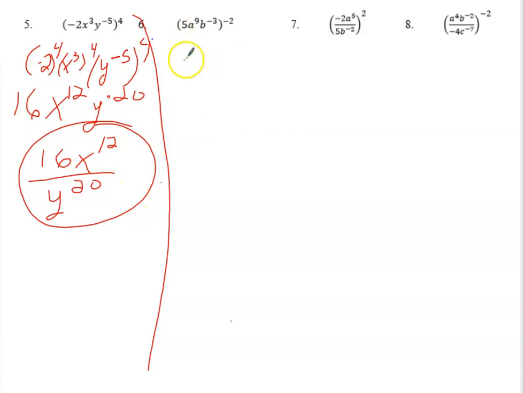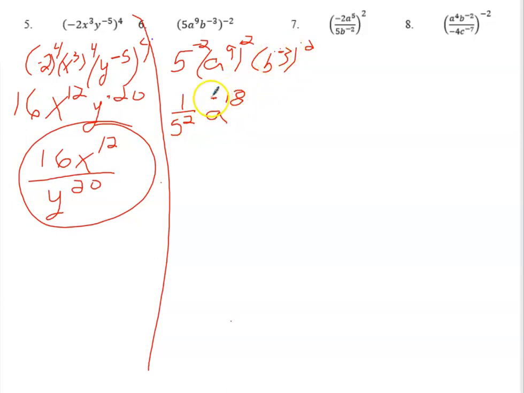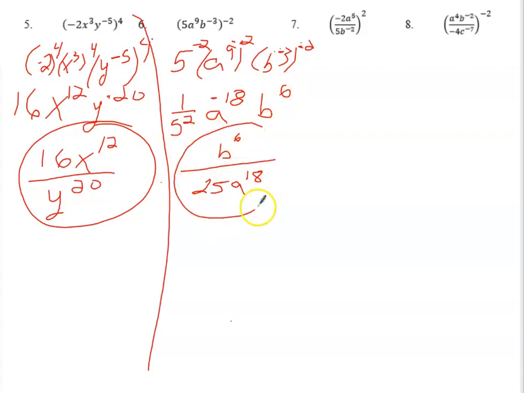Okay, negative exponents again. We're going to do 5 to the negative 2, a to the ninth to the negative 2, b to the negative third to the negative 2. So this becomes 1 over 5 squared. This is a to the negative 18th, because that's a negative 2. And b to the positive 6. Now we're going to simplify. This becomes 25 in our denominator, because 5 squared is 25. This a as a negative exponent is no good. It's going to go to our denominator. The b now is a positive exponent, so it's going to stay on the top.